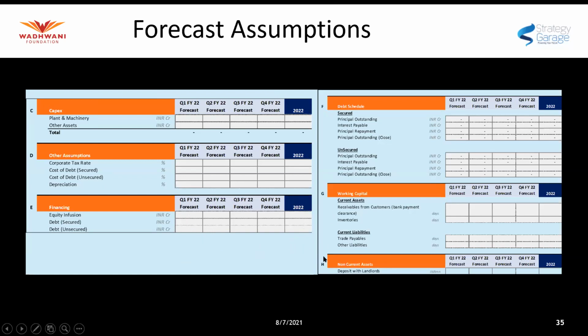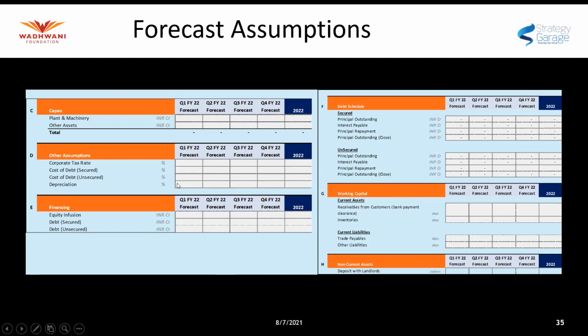This number is actually an iterative process, because when we do the P&L, balance sheet and cash flow, when you see a cash deficit, that cash deficit becomes your financing requirement, because obviously you don't want to be in a cash deficit situation. If you want to make sure there is no cash deficit, you need either equity or debt, so that you have adequate cash to run the business. So that's an iterative process, but eventually that will come over here as part of the assumptions.